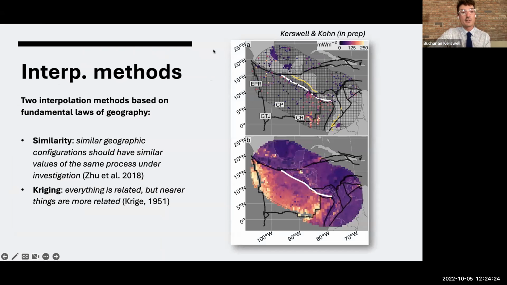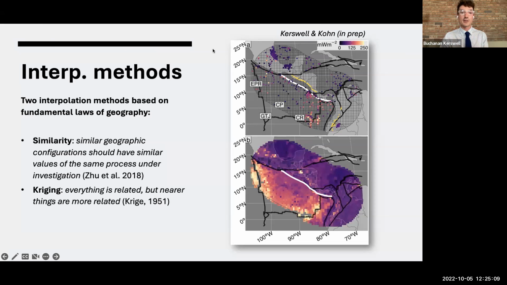The interpolation methods that we use are fundamentally based on two different laws of geography. So we use a method called similarity, which states that similar geographic configurations should have similar values of the same process under investigation. So what does that mean? In other words, if we know that, for example, we're on a craton, and that the rocks are very, very old and the crust is very, very thick and it's not very radiogenic, and we measure the heat flow there, we'll find that it has some particular heat flow value.